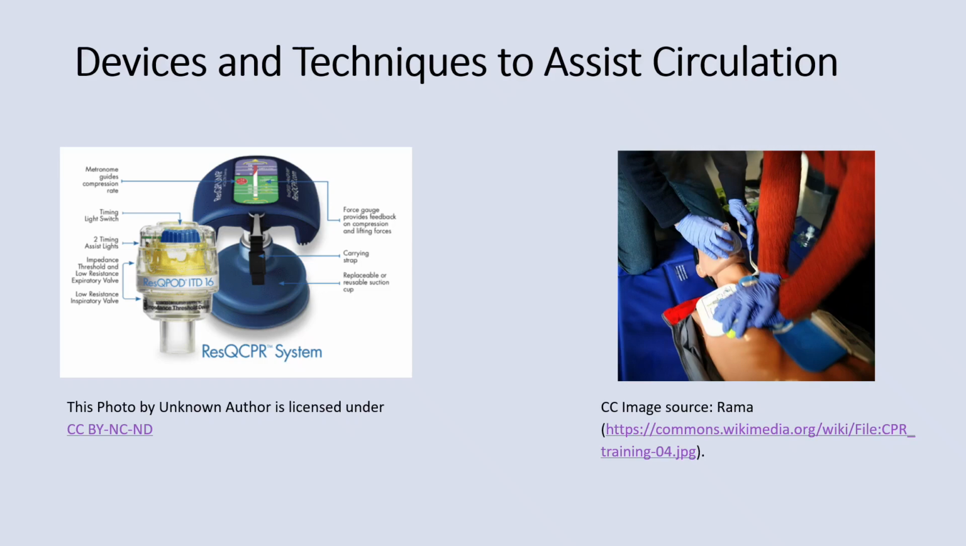The second device in this image is an impedance threshold device, or an ITD, that is placed between a BVM and an endotracheal tube or mask. The device can be used with any supraglottic airway or in conjunction with a BVM mask. The ITD is designed to limit the air entering the lungs during the recoil phase between chest compressions. This enables better circulation during chest compression. When these two devices are used together, some studies have shown an improvement in cardiac arrest survival rate.